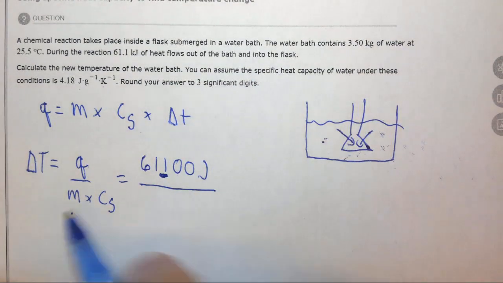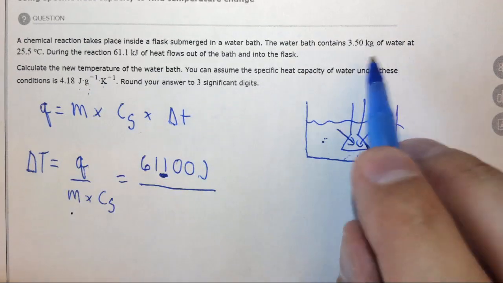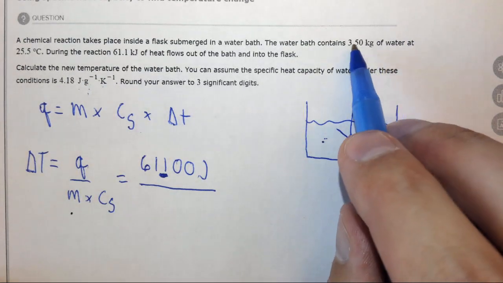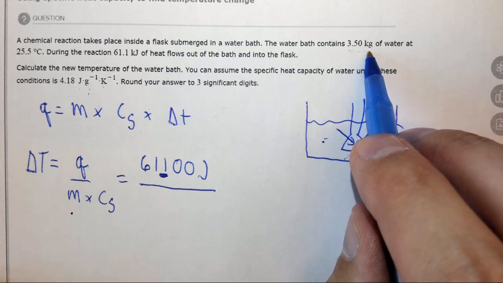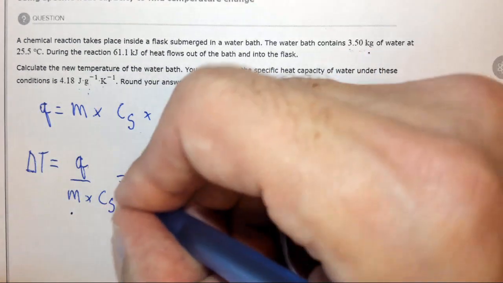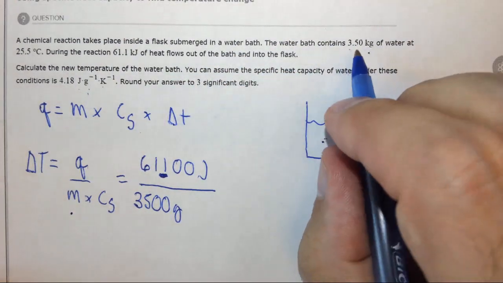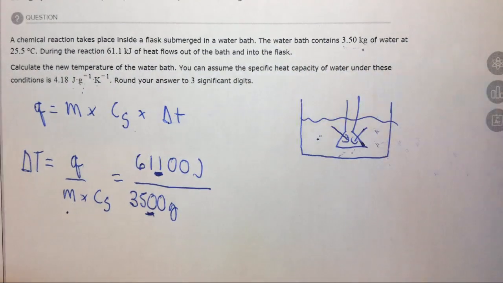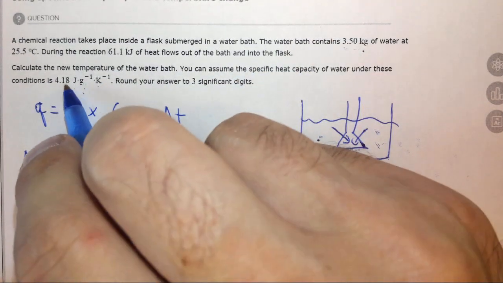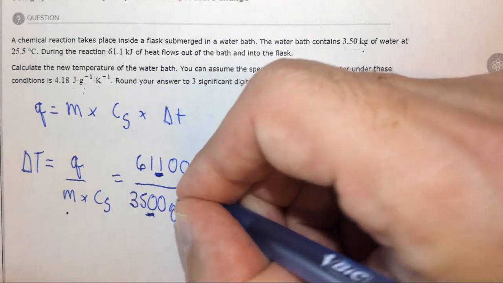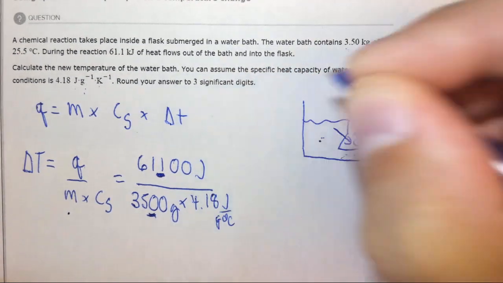Divided by the mass, which needs to be in grams. Notice the constant's per gram, gram to the minus 1. So we have to turn the 3.5 kilograms into 3,500 grams, multiplying by 1,000. This is 3 sig figs, so I'm just going to put a line there so I remember which are the significant figures, times C sub s, which we can plug in directly, 4.18 joules per gram degrees C, or K.